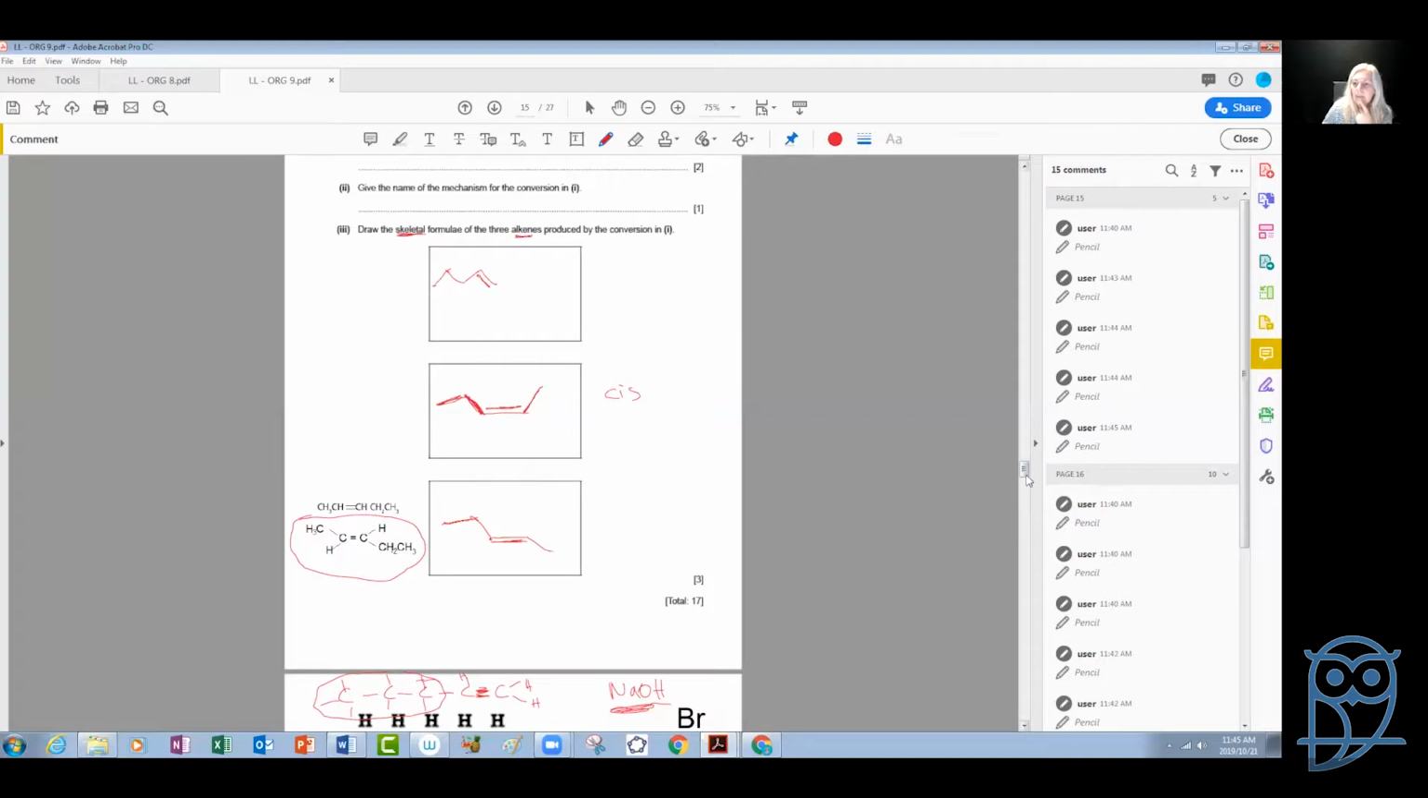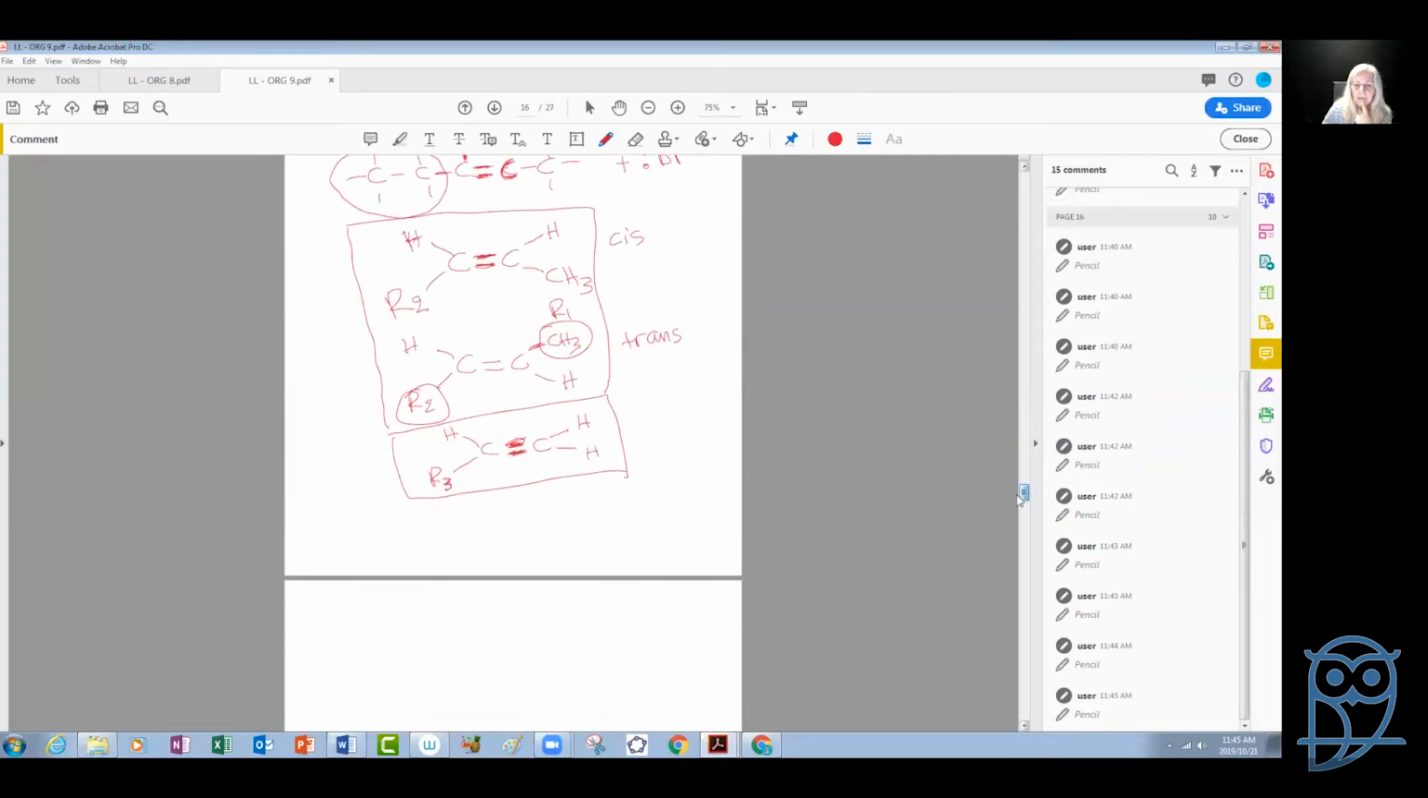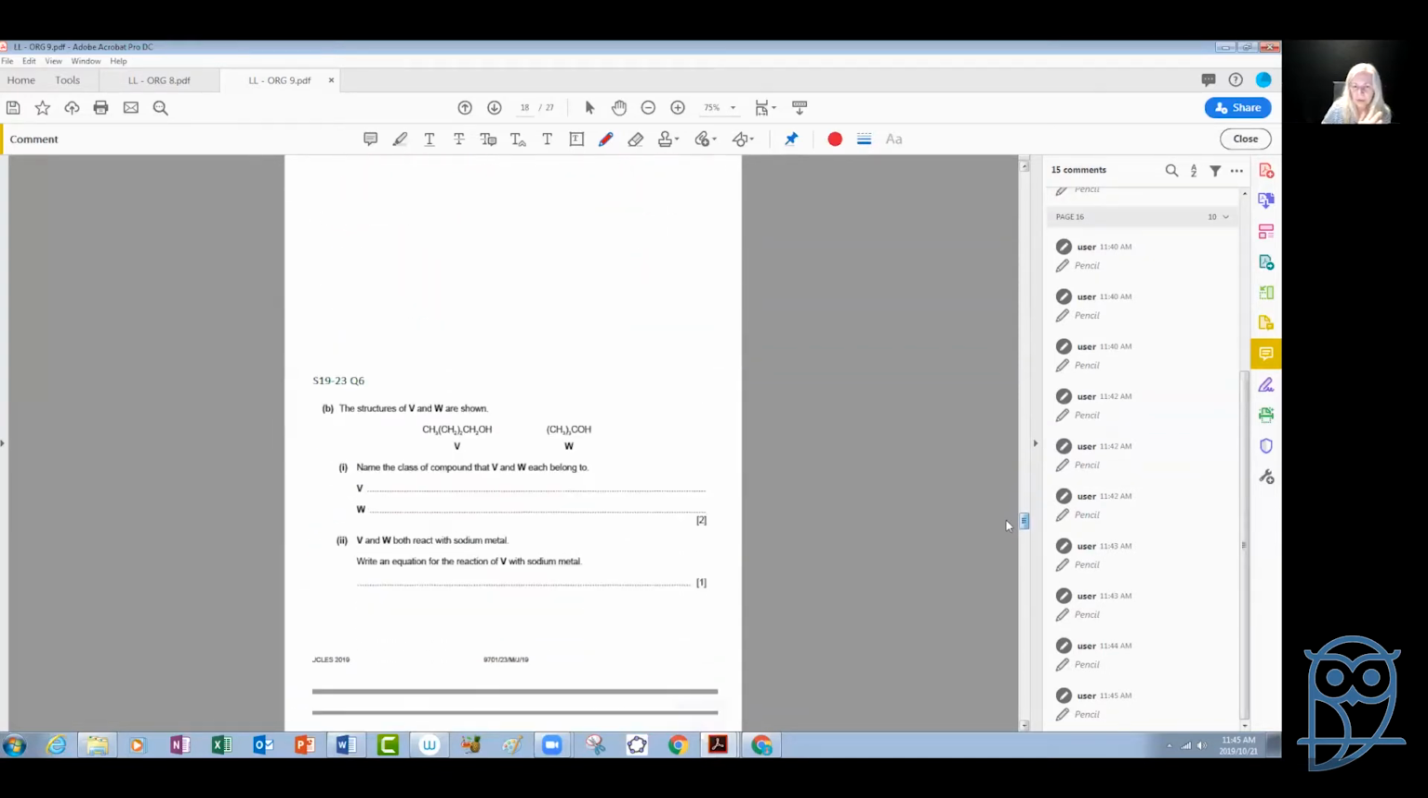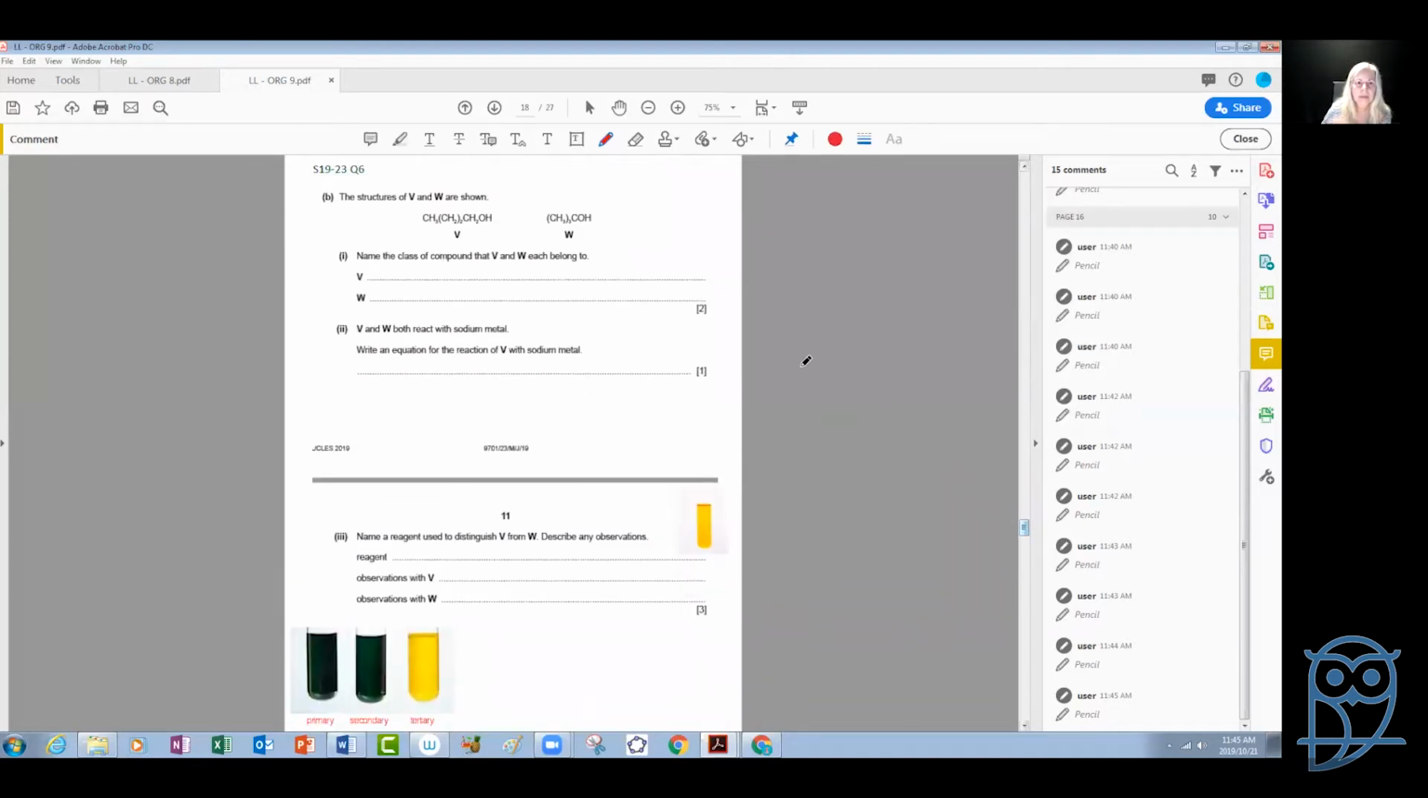All right, now let us move on to another problem. We leave the halogenoalkanes now and go to other things, and this one involves alcohols, as we can see. It's from a recent exam paper, from this year. The structures of V and W are shown.